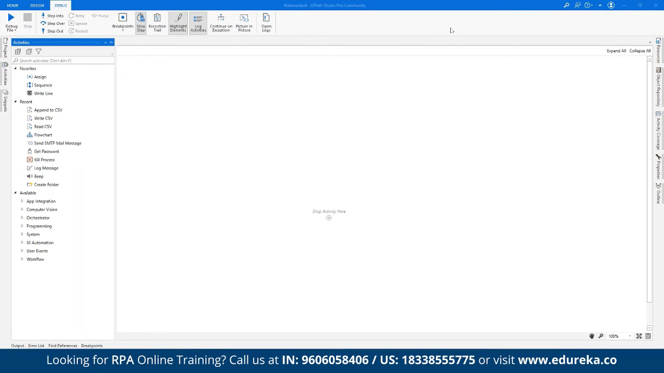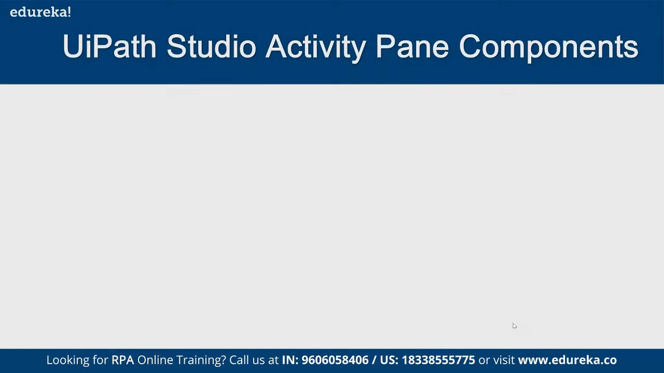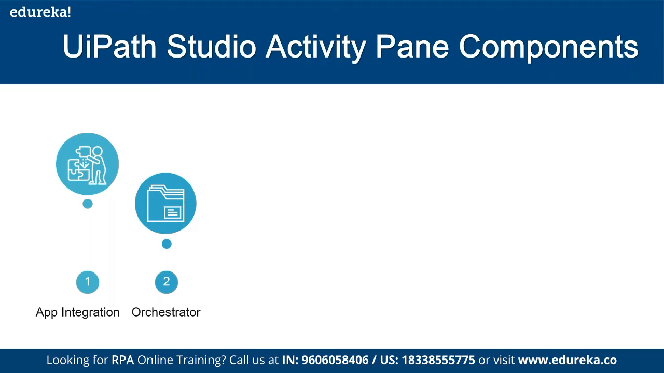All right, so let's look into what we have next. Using the UiPath activity pane component, what are the things we can do? We can integrate an app, that is, the third-party app that you have for UiPath. Then we can work with the Orchestrator. Orchestrator is again a component of UiPath, which is kind of the heart of UiPath.